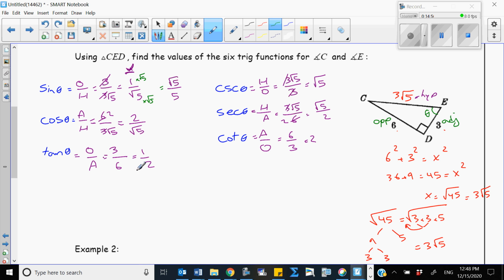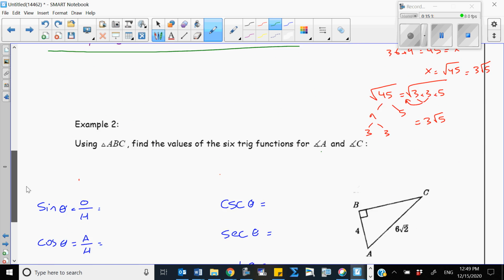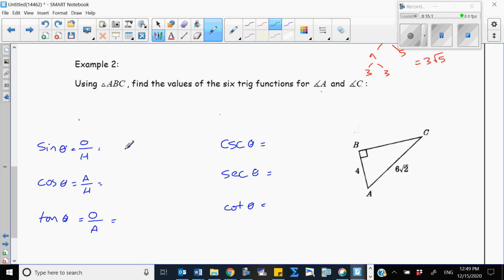Now I'm going to leave the rest for you to find: sine, cosine, tangent, and all the other three for angle E. Since you already have all the sides, it will be easy to use these rules and find them. Okay, now let's work on the next example.